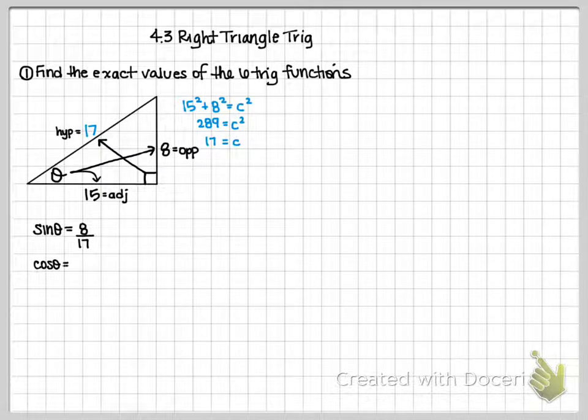Cosine is going to be adjacent over hypotenuse, where our adjacent side is 15, hypotenuse is 17. Again, if it can be simplified, you must. And tangent. Tangent, based off of our picture, is going to be opposite over adjacent. The opposite side is 8, and the adjacent side is 15.